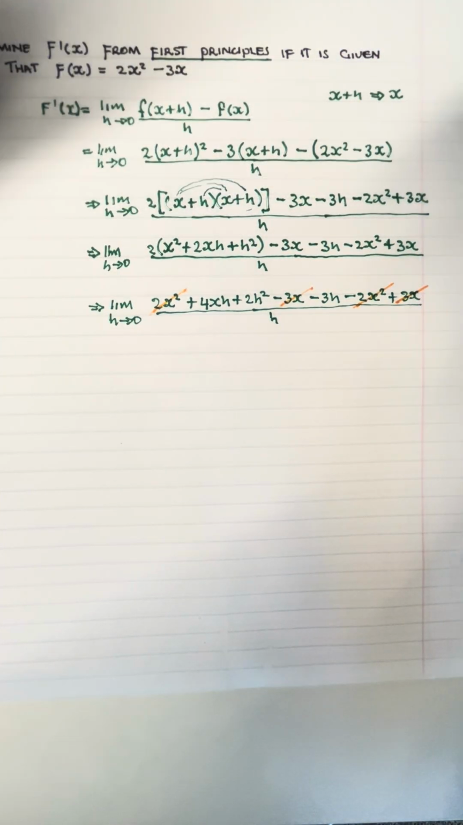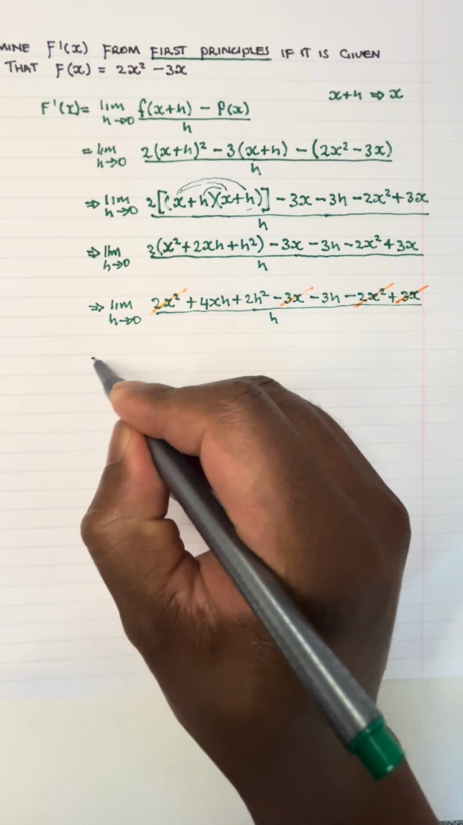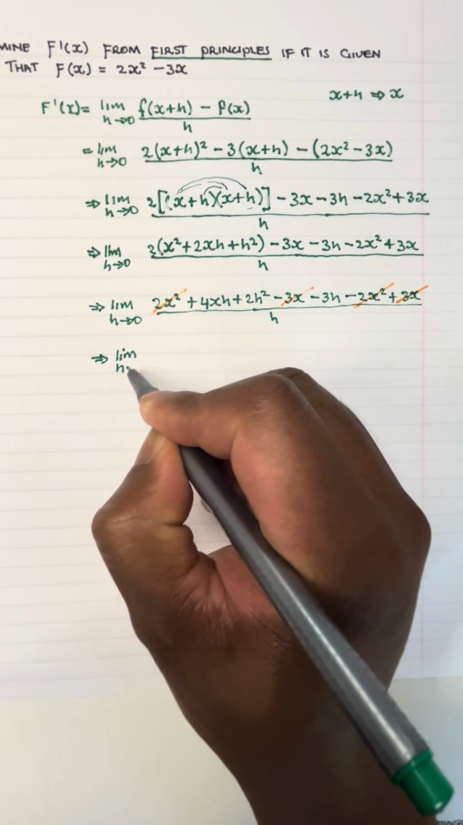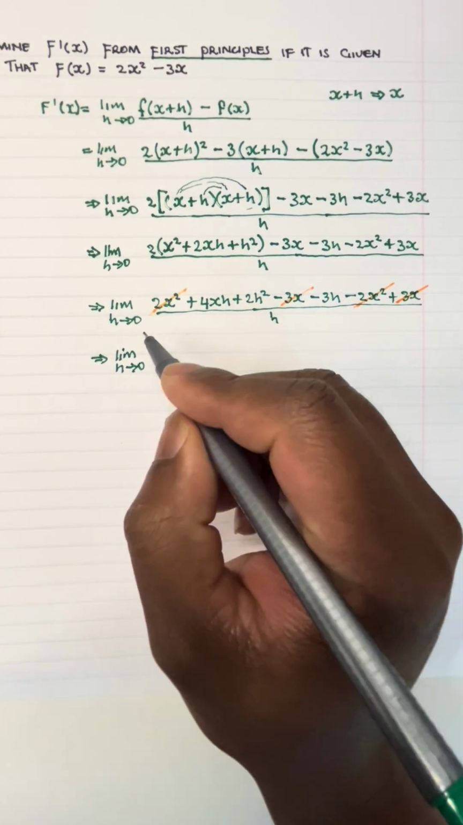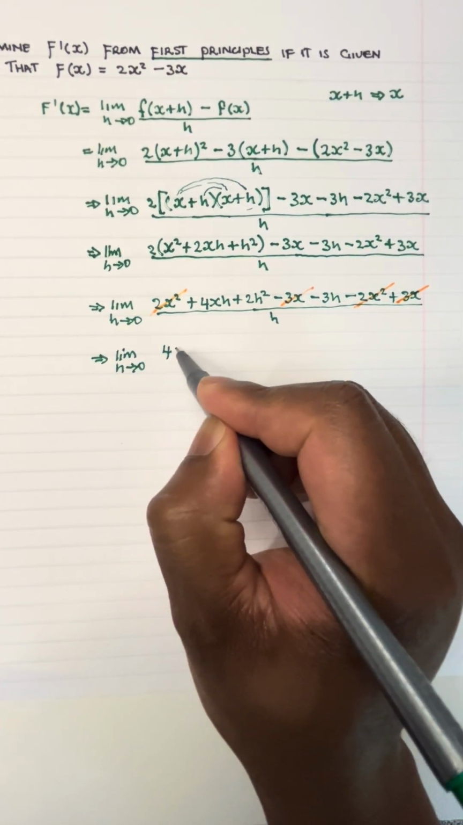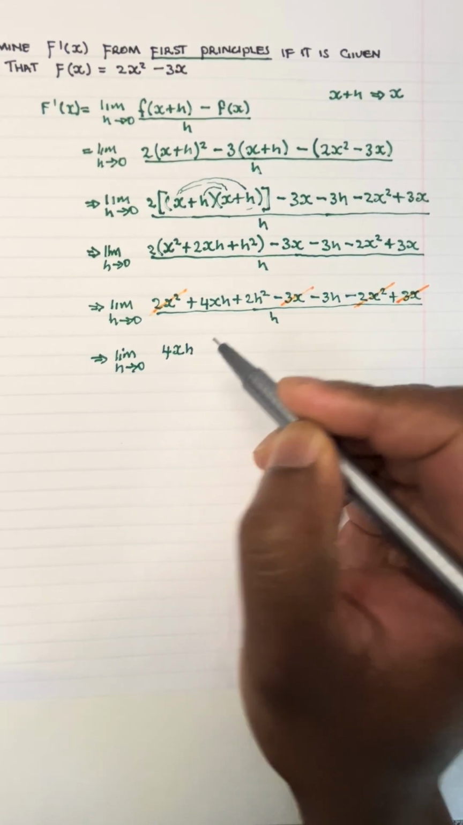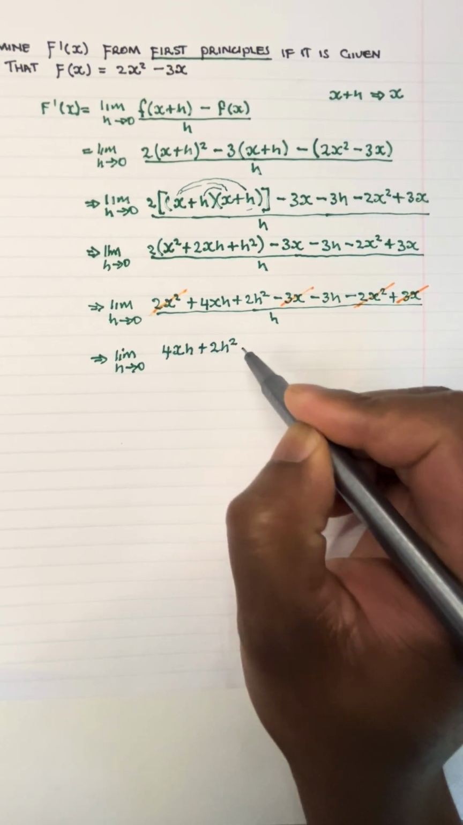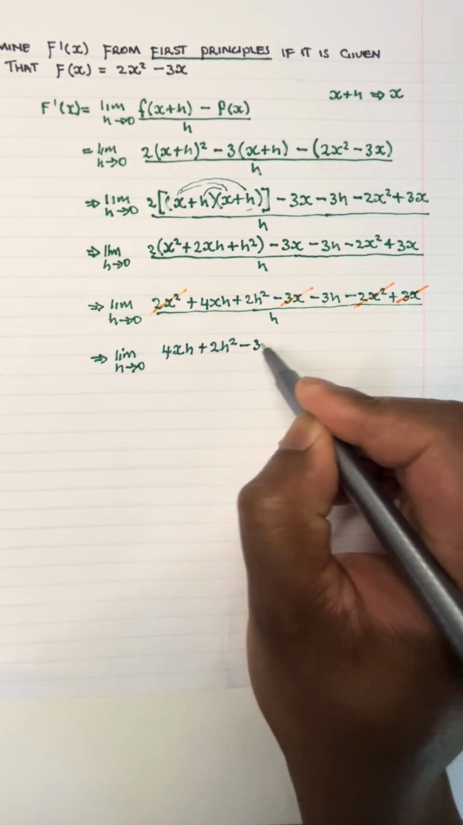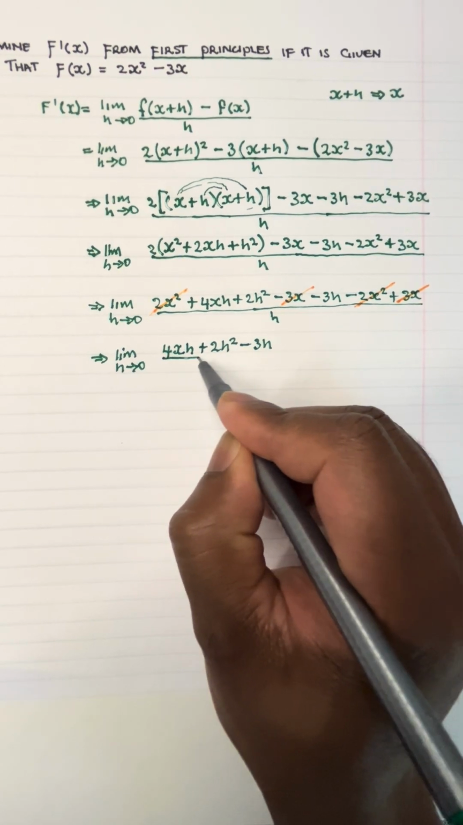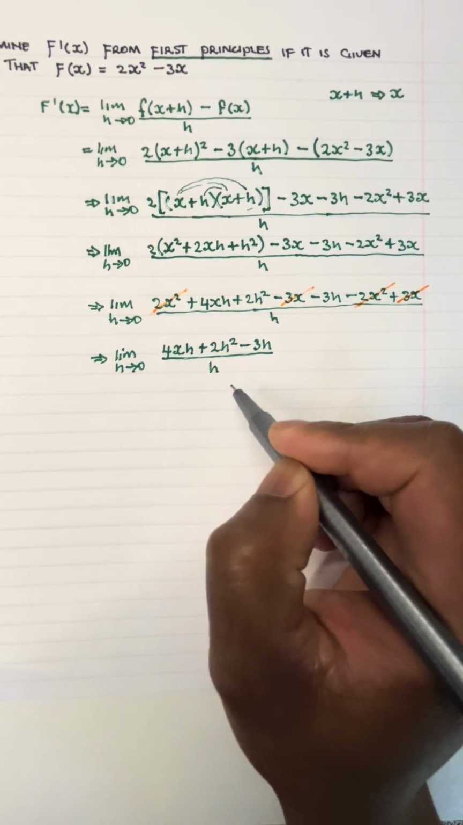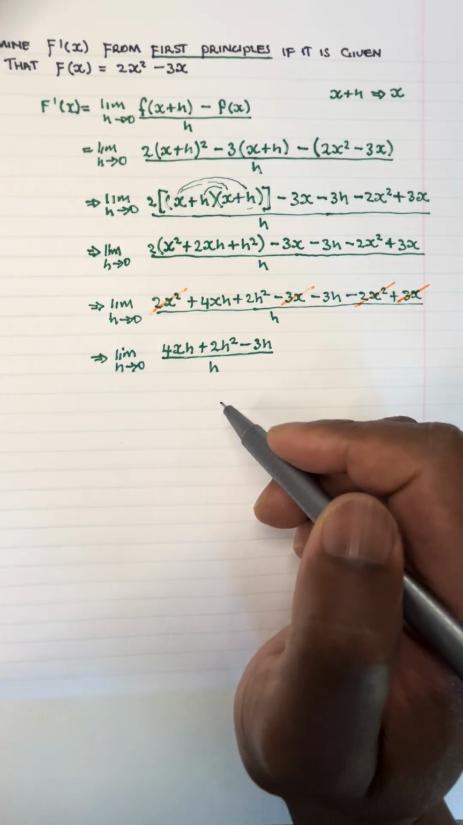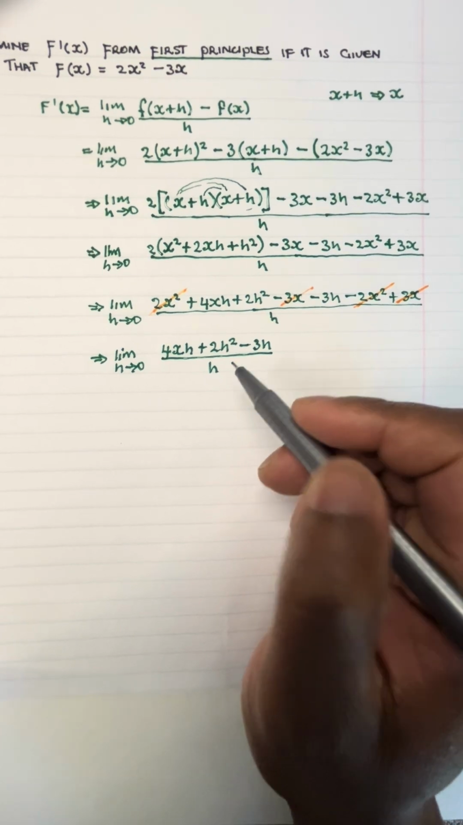Now we continue. So as we continue, we say limit as h approaches 0. Okay, now what we're left with is 4xh plus 2h squared minus 3h, divided by h. Okay, now when we're here, I want to tell you something, and I hope that I do convince you.